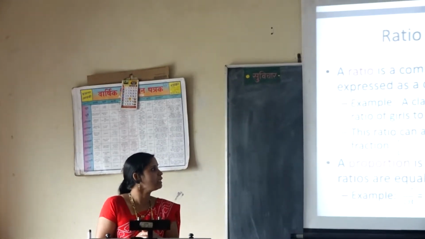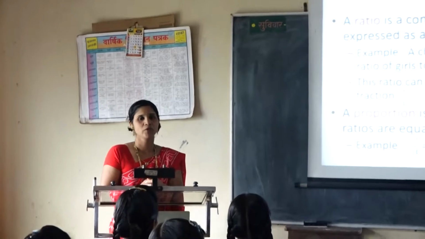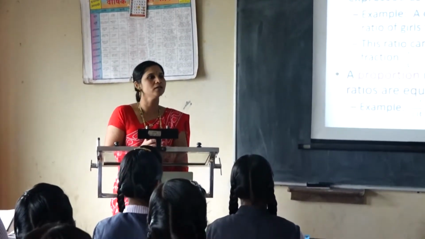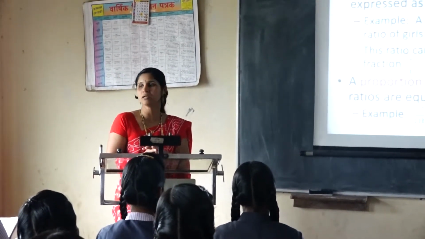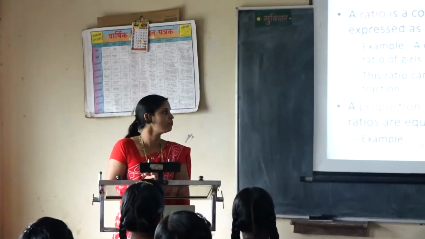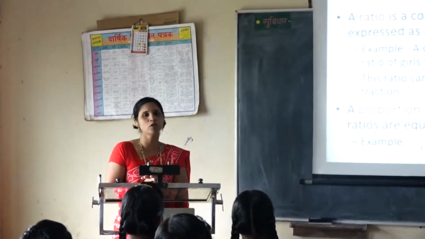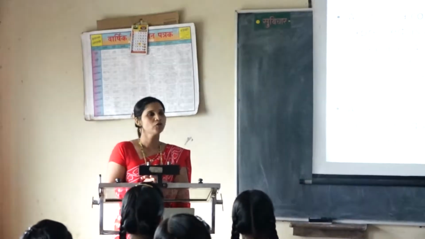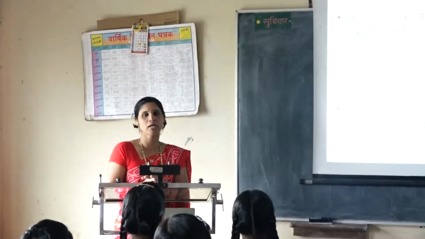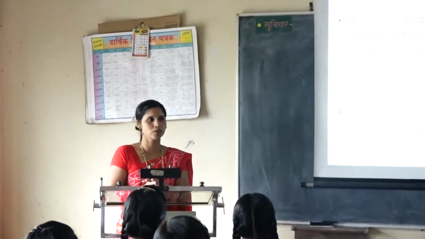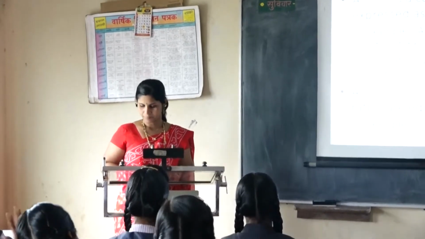A proportion is an equation stating that 2 ratios are equal. When 2 ratios are equal, then those ratios are said to be in proportion. For example, 12 upon 18 is equal to 2 upon 3. 12 upon 18 and 2 upon 3 are equal ratios. Next.